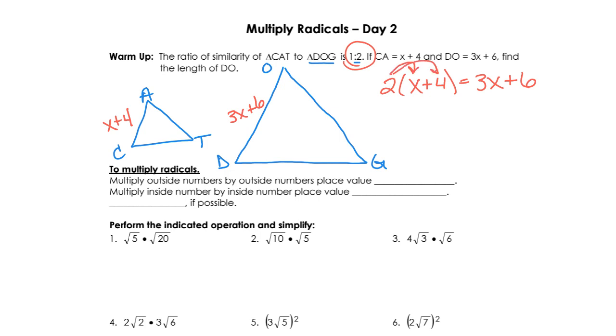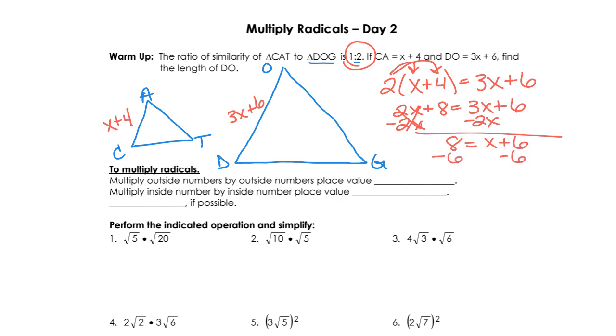So this is going to give us 2x plus 8 equal to 3x plus 6. Subtract 2x, and we end up with 8 equals x plus 6. Subtract 6, and x comes out to equal 2. But they want us to find the length of DO. And so now we've got to go to DO's expression and plug in. So this is 3 times 2 plus 6, which is 6 plus 6, which is 12. So we can say DO equals 12.